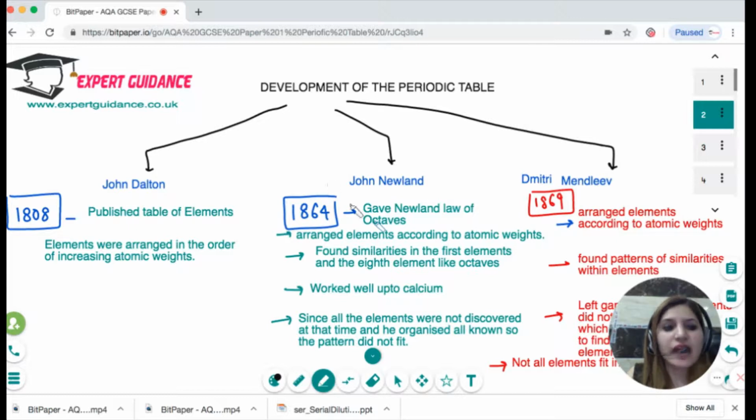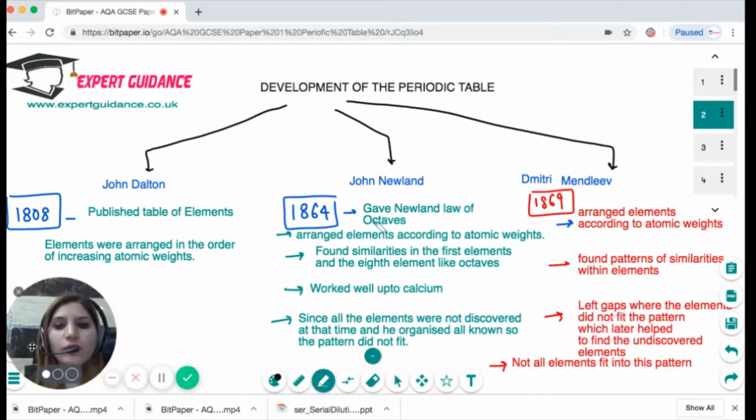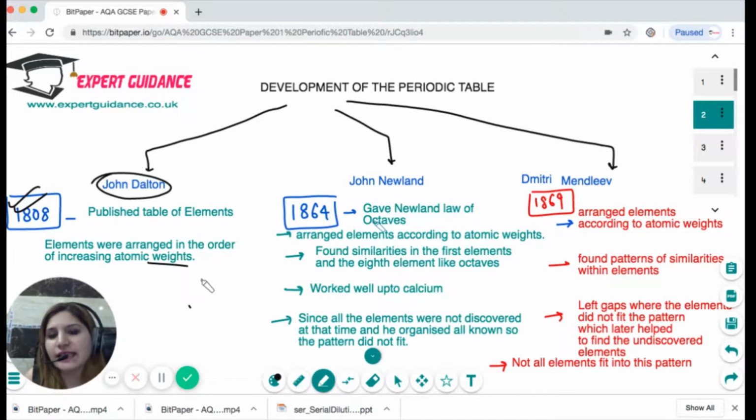to get the periodic table in the form which we have now. It started around 1808, when a scientist called John Dalton published a table of elements, and he simply arranged the elements in the order of increasing atomic weights. There was no pattern, no similarity that was detected, so his idea was completely rejected.